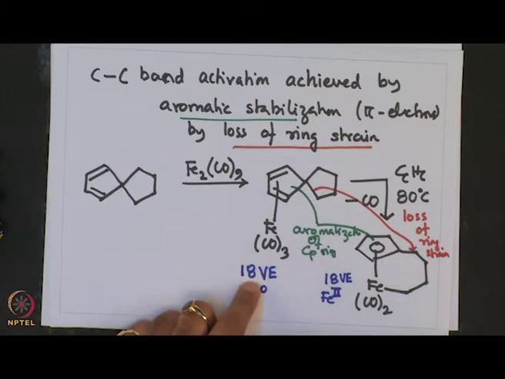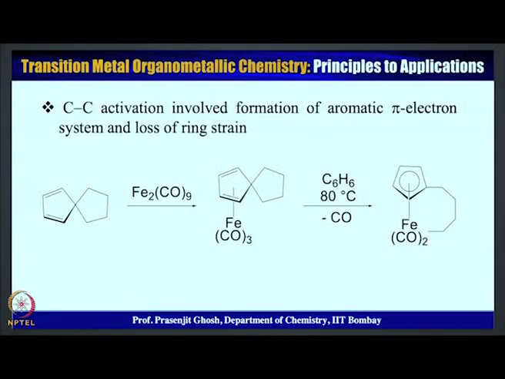So, the iron complex, which itself is a valence 18 electron complex, undergoes a loss of CO to give the electronically unsaturated complex, to which this oxidative addition happens and it gives back the 18 valence electron compound with iron 2. So, this is a nice demonstration of how CC bond activation can be achieved through various stabilization techniques.